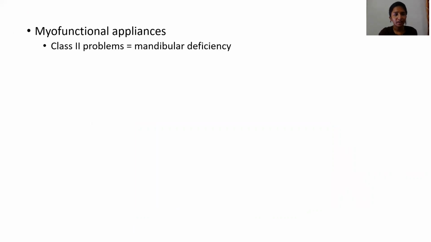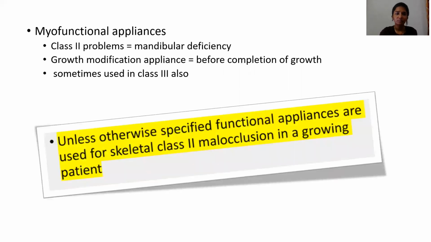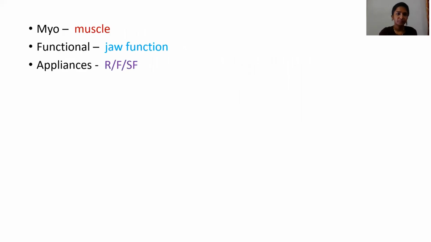So myofunctional appliances, what did you understand now? They are indicated for class 2 problems because of a mandibular deficiency. And it is one of the growth modification appliances, which means that it should be given before the completion of growth. Sometimes they can be used in class 3s also, but unless otherwise specified, functional appliances are used for skeletal class 2 malocclusion in a growing patient. Please note the words skeletal class 2 and in a growing patient.